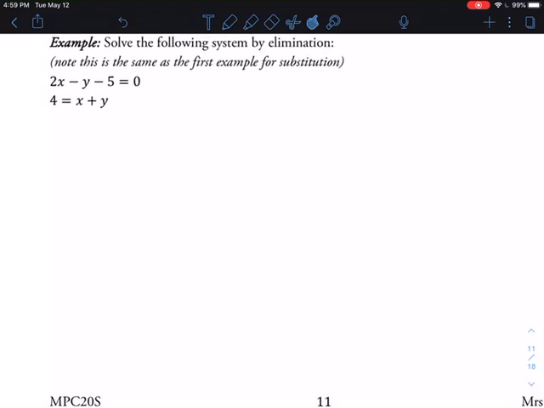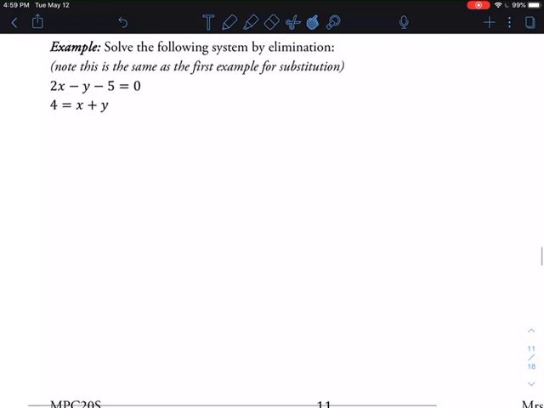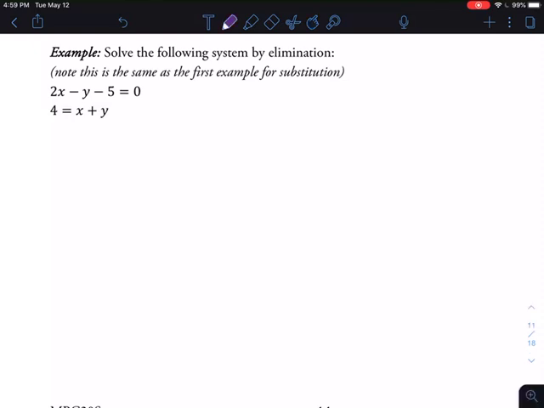All right, so before I actually do this example, I just want to note that this is the first example from the substitution lesson as well. I just want to show you that you can use either method with the vast majority of these types of questions, and it doesn't really matter. And I wanted to show you that you'll get the same solution even using different methods. Okay, so heads up on that.